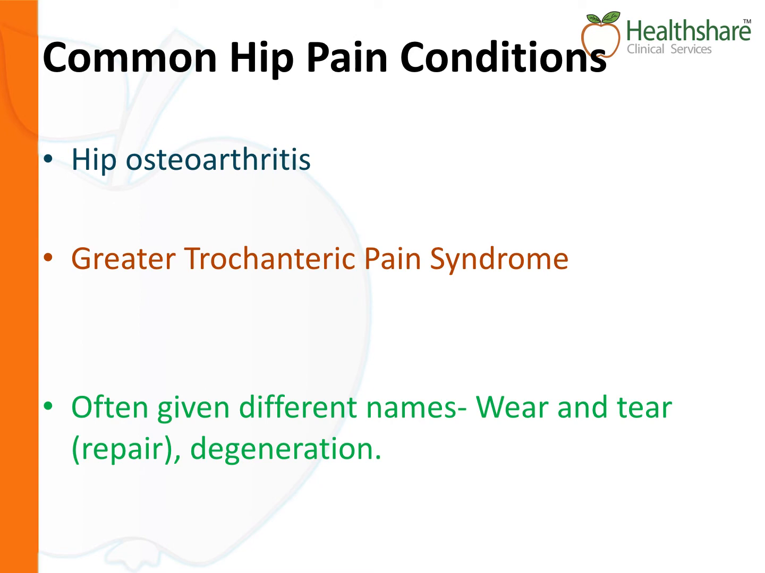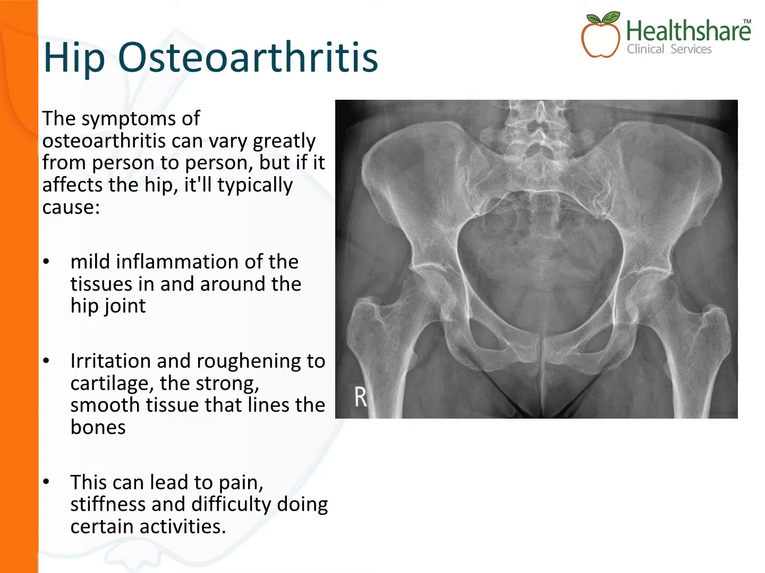So common hip pain conditions that we see, we've got hip osteoarthritis, and so that might be known as wear and tear to most people, or greater trochanteric pain syndrome, and we'll just touch on both of those. So hip osteoarthritis, symptoms can vary greatly from person to person, but it can typically cause mild inflammation of the tissues in and around the hip joint, irritation and roughening to the cartilage, so that smooth shock absorber that lines the bones, and it leads to pain and stiffness or difficulty doing certain activities, so that might be getting in and out of the car or putting your shoes and socks on.